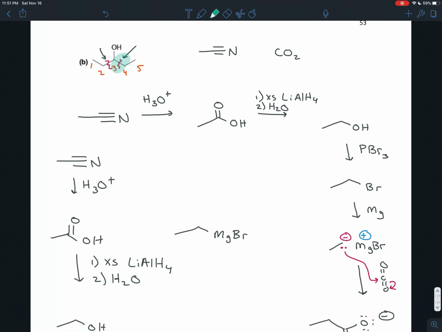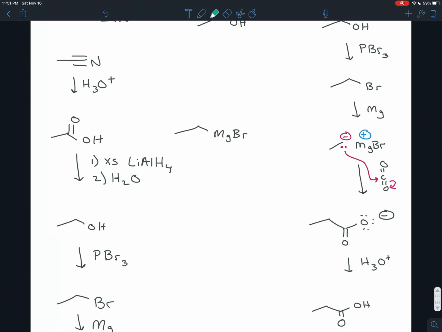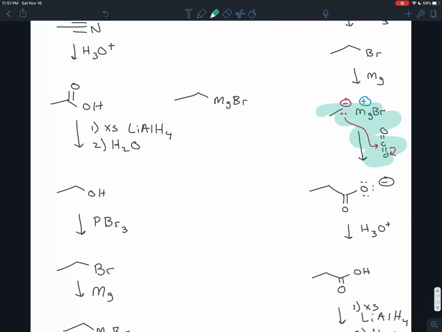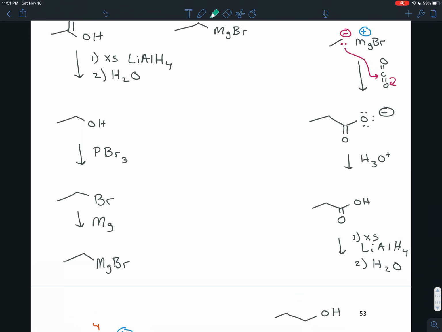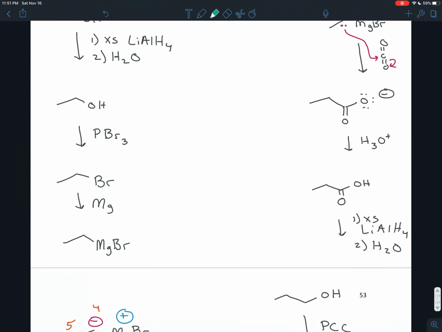Now, here we wanted to attach the Grignard to the 1 carbon that had the oxygen on it. That's going to be the carbon dioxide. So we reacted the Grignard with the carbon dioxide, got a carboxylate, and stabilized that with a proton transfer. So that gave us a carboxylic acid that had 3 carbons, crucially.